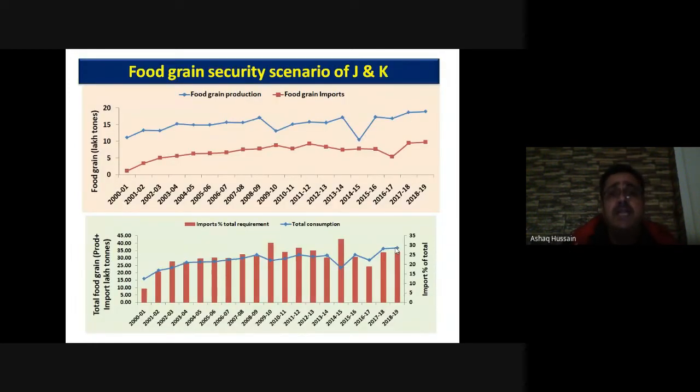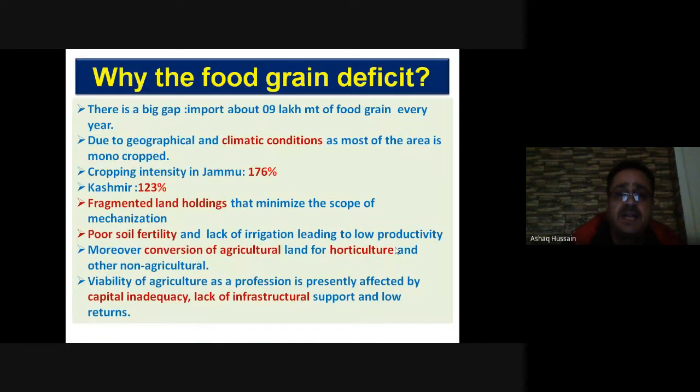So essentially, we are a food deficit state because of the land area and the climatic conditions prevailing over here. During the entire year, we require around 36 lakh tons, and mostly 35 to 40% of that is imported from other states of the country. Why are we a food deficit state? The reason is that we have a small area under cultivation, as indicated in the earlier slides, and the climatic conditions are such because we are a temperate region.